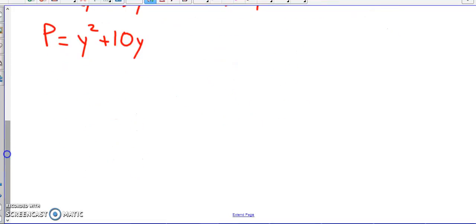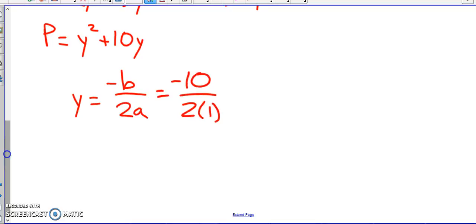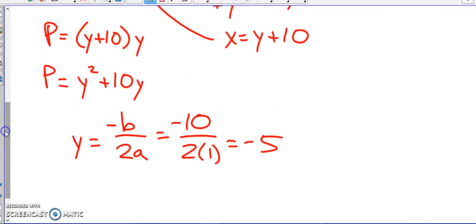I'm going to use y this time because y is my variable, but I'm still going to use this formula, negative b over 2a. So that would be negative 10 over 2 times 1, which is negative 5. Notice that it's not super hard to get the other number. All I have to do is take that negative 5 and plug it into this.